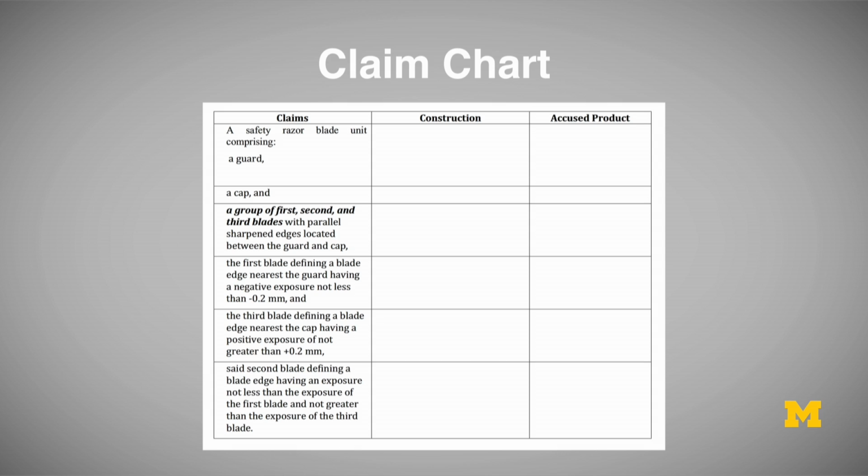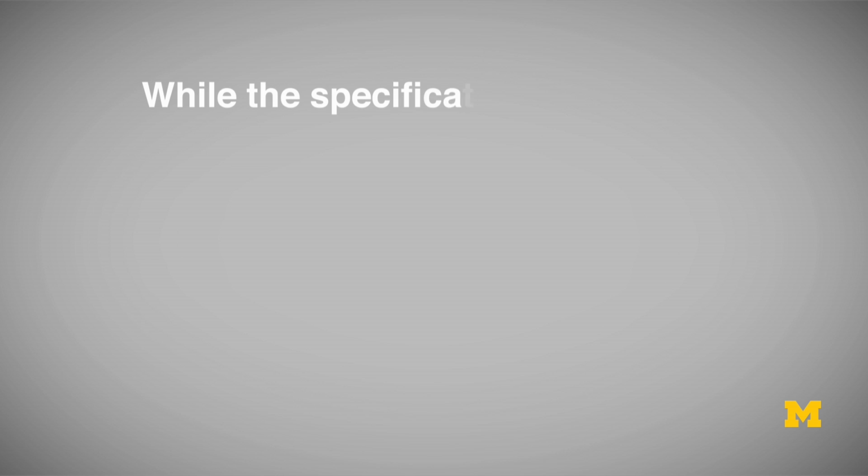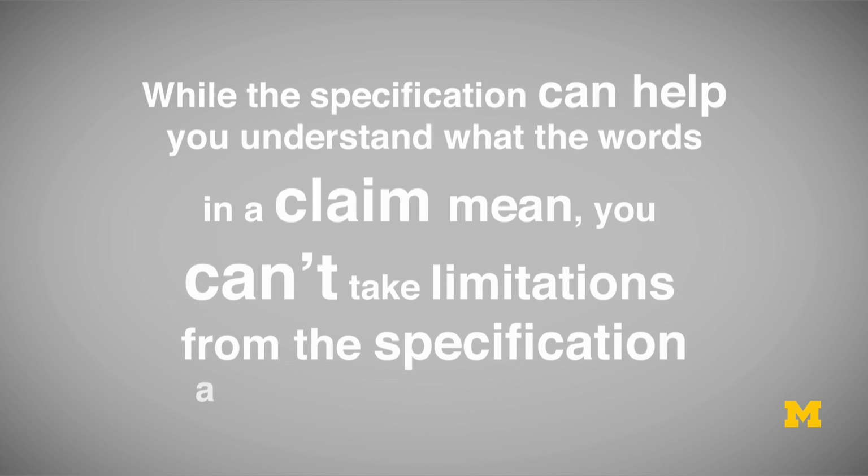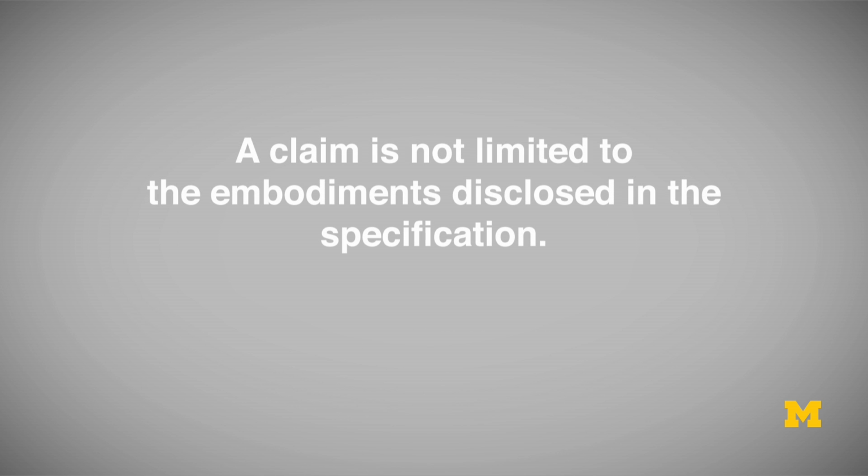In the second column you'll provide information showing how you've construed that claim. Now again, in order to construe this claim, we're going to go back and we're going to read the specification, we're going to look at the drawings, and we'll probably even look at the prosecution history, how the applicant obtained this patent. Now there's a couple things to keep in mind when you construe a patent, looking at the specification and prosecution history. One is that while the specification can help you understand what the words in a claim mean, you can't take limitations from the specification and read them into claims. Also, a claim is not limited to the embodiments disclosed in the specification necessarily.